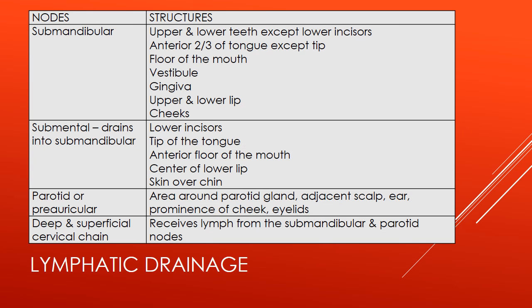For the lymphatic drainage of the different structures in the oral cavity, these are the nodes that we need to take note of, and the structures that they drain. Note that the submental lymph nodes drain into the submandibular lymph nodes. The submandibular lymph nodes and the parotid or preauricular lymph nodes then drain into the deep and superficial cervical chain of lymph nodes.